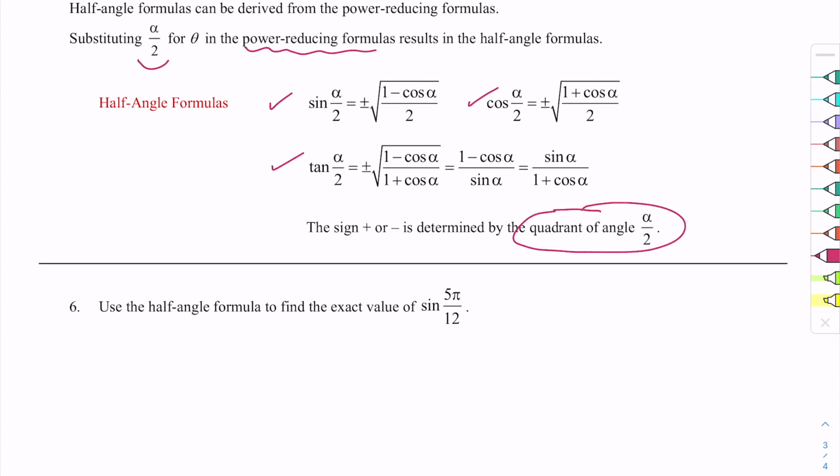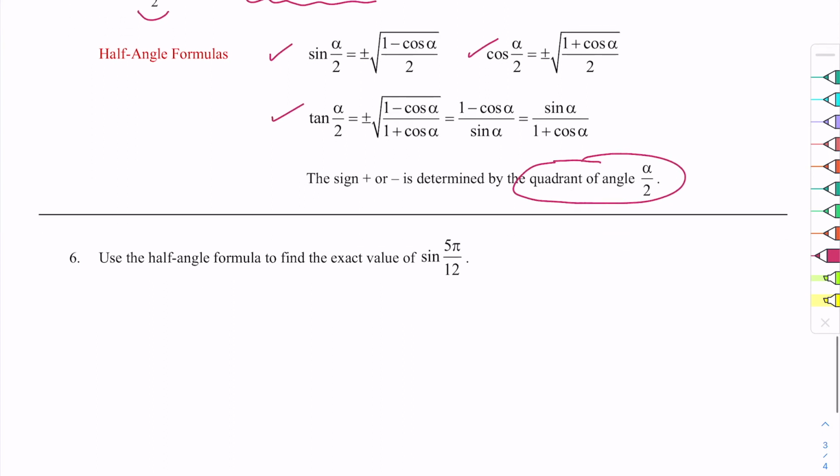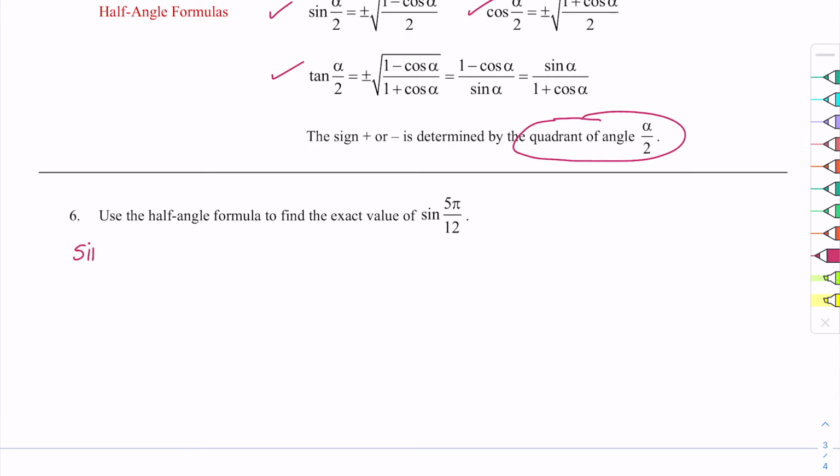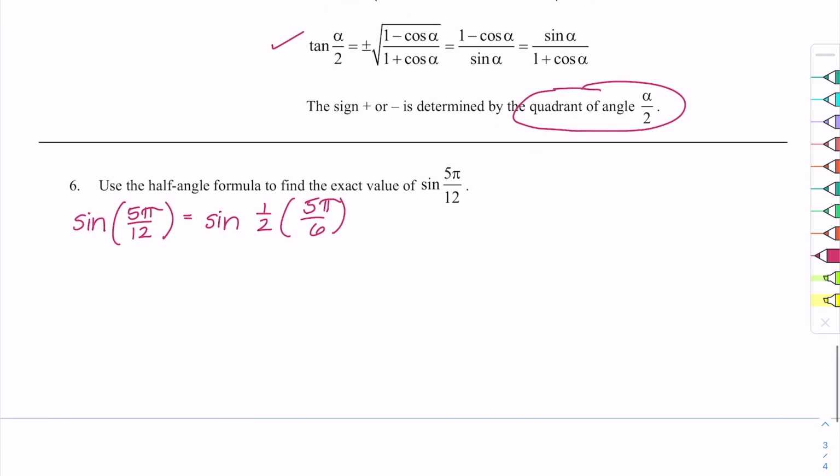So let's go ahead and try this in number 6. Use the half angle formula to find the exact value of the sine of 5 pi over 12. So we have the sine of 5 pi over 12, and that's equal to the sine of 1/2 of 5 pi over 6. So if we are in quadrant 1, we have that.